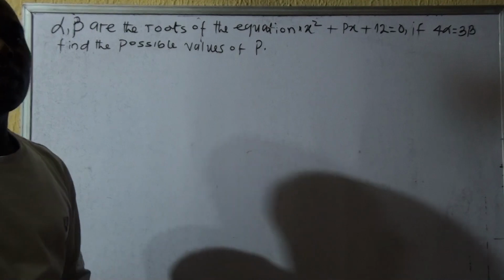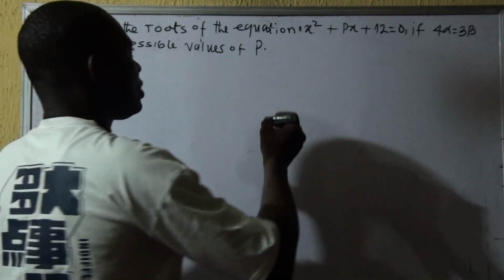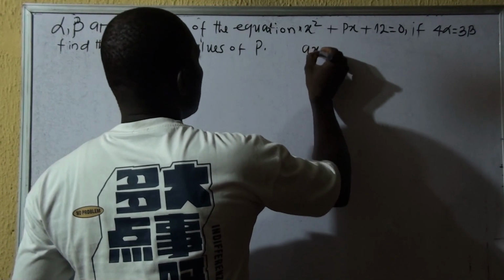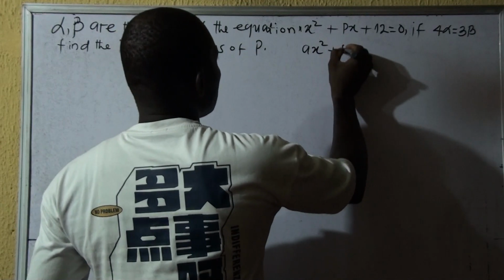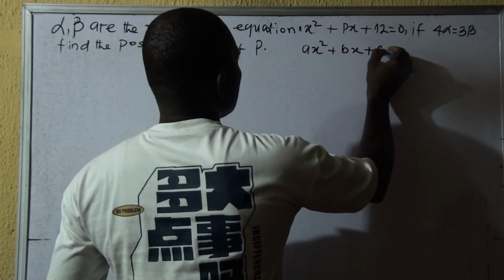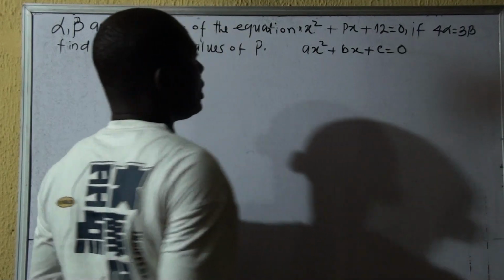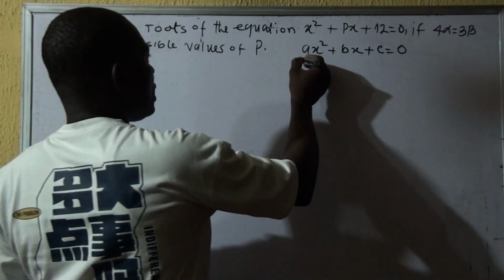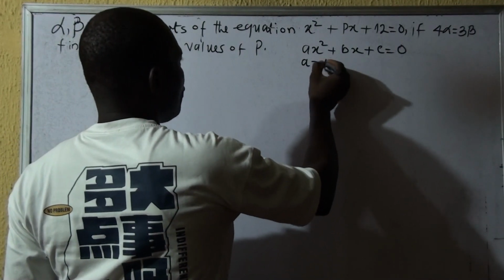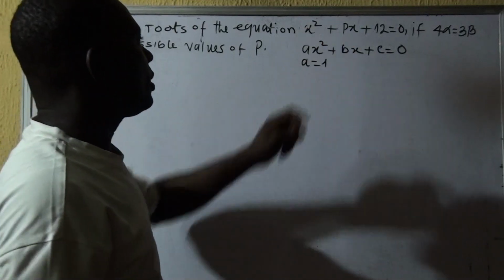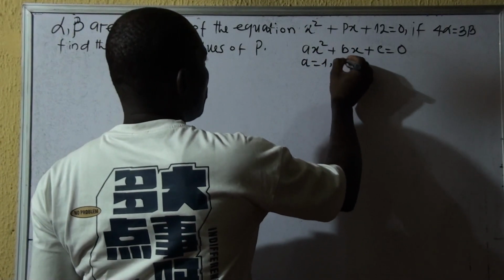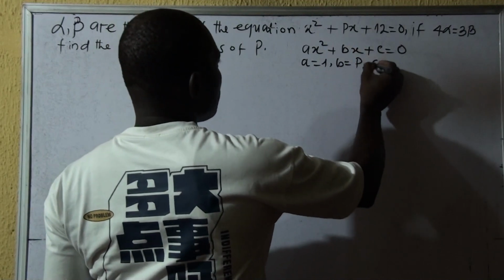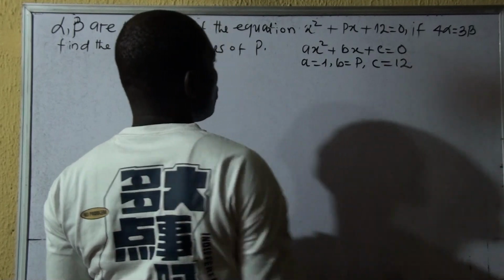We know that the general form of a quadratic equation is as squared plus bx plus c equals 0. If we compare with the given equation, we see clearly that the coefficient of s squared is 1, b is equal to p, and the constant term c is equal to 12.